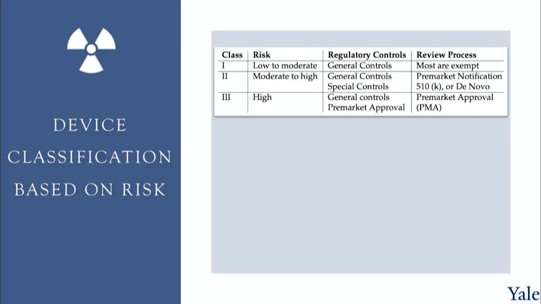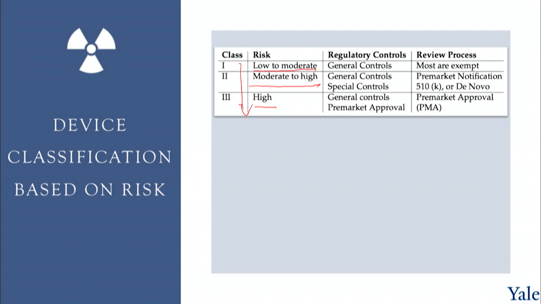So the FDA classifies devices, and software is a device when it's regulated, into three classes, class 1 to 3. These are low to moderate risk is class 1, class 2 is moderate to high risk, class 3 is high risk. And with these classifications come both the regulations here under general controls, special controls, pre-market approval controls, we'll explain those in the next slide, and the actual review processes.